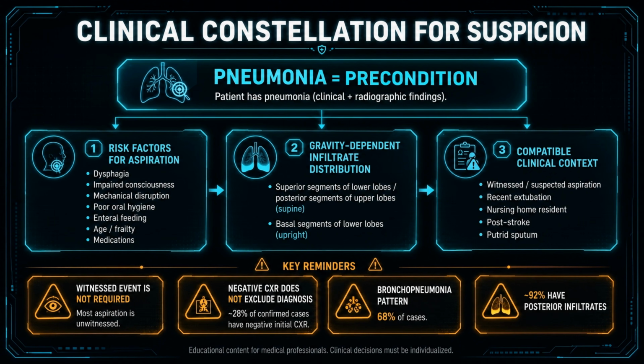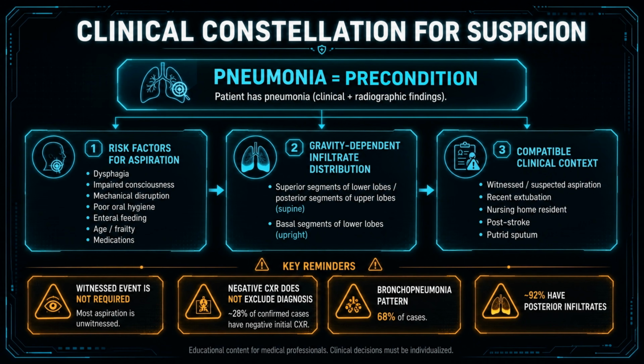Second, a gravity-dependent infiltrate distribution. If the patient aspirated while supine, look for infiltrates in the superior segments of the lower lobes or the posterior segments of the upper lobes. If they were upright, look at the basal segments of the lower lobes. A bronchopneumonia pattern is much more common than a lobar pattern, occurring in 68% of cases, and approximately 92% of patients have posterior infiltrates. Third, a compatible clinical context.